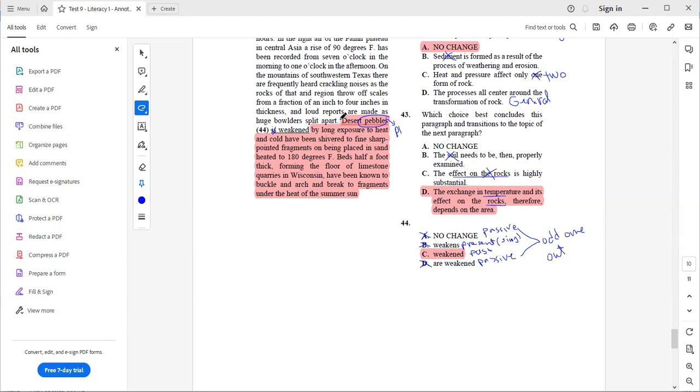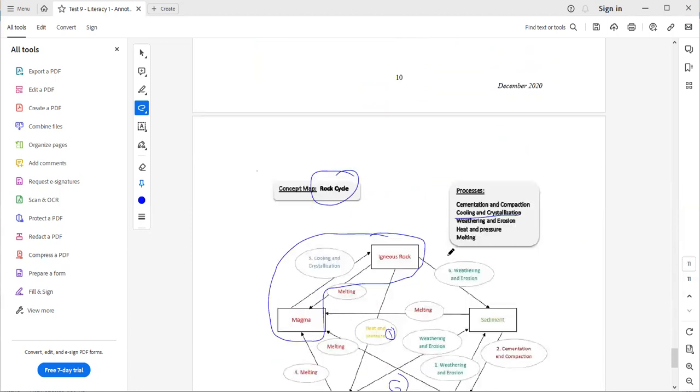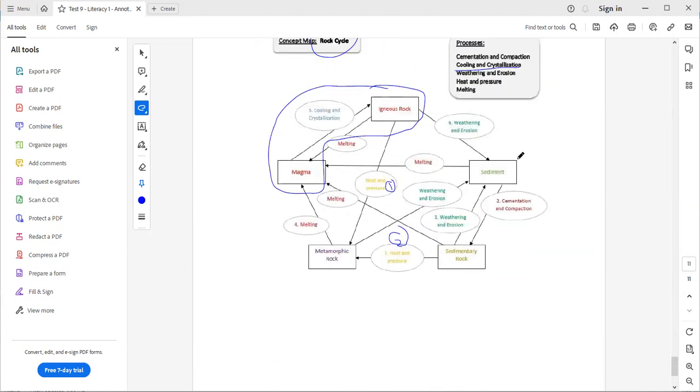Do we need passive here? Desert pebbles by long exposure to heat? No. Okay, so it's going to be weakened. Clear? Yes. Any question, guys, related to this one?